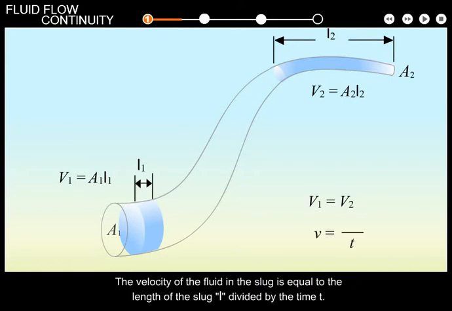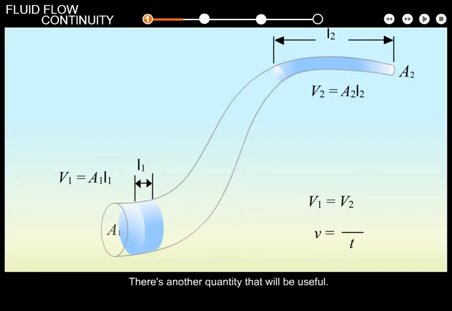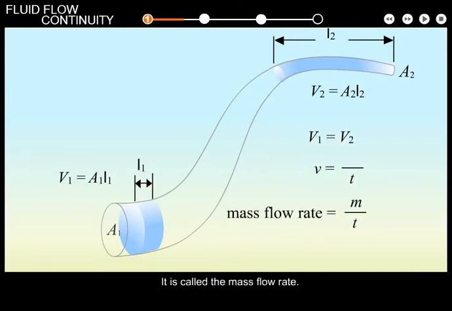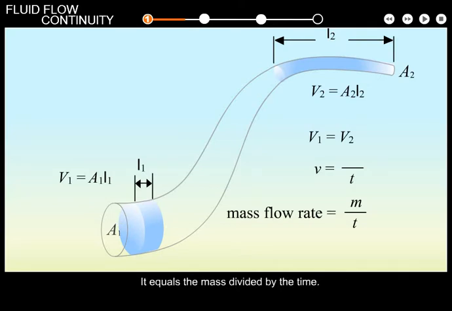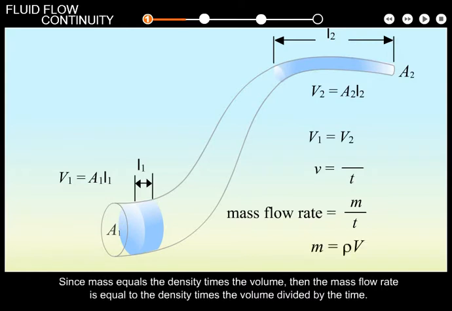The velocity of the fluid in the slug is equal to the length of the slug, L, divided by the time, T. There's another quantity that will be useful. It is called the mass flow rate. The mass flow rate is the mass of fluid M that flows past a point in a given time interval. It equals the mass divided by the time. Since mass equals the density times the volume, then the mass flow rate is equal to the density times the volume divided by the time.